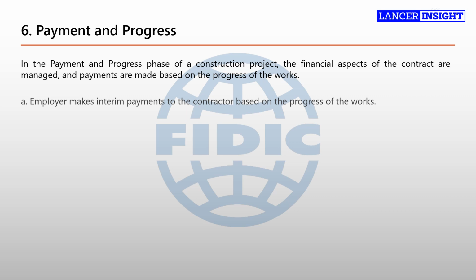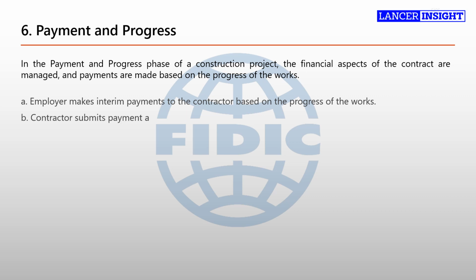Interim payments provide the contractor with a regular cash flow to cover project expenses, including labor, materials, equipment, and subcontractor payments. These payments are intended to support the contractor's ongoing work and ensure the smooth progression of the project.